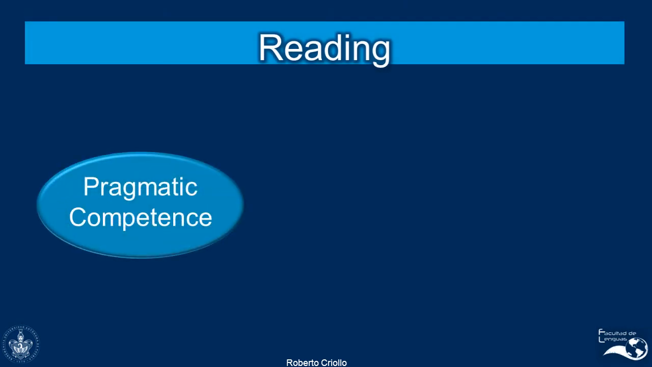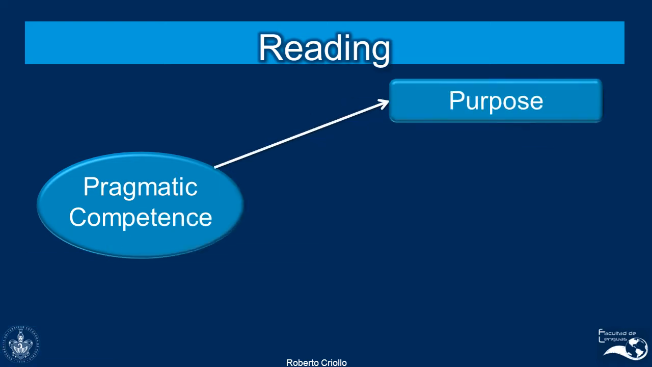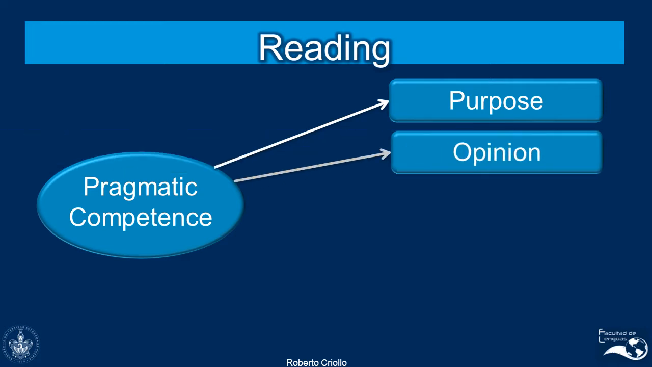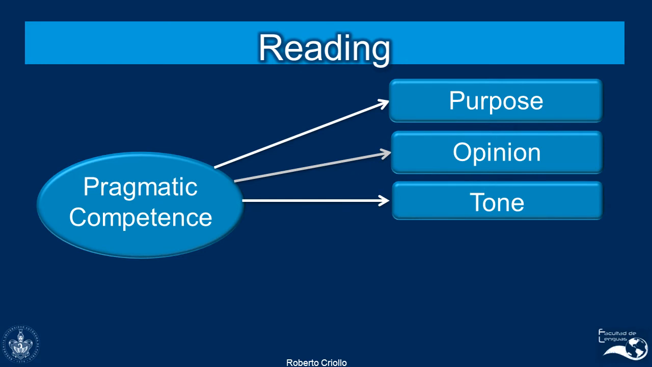Now, I will tell you about the constructs that are measured in the reading section of the test. One of the important things that are going to be assessed here is your pragmatic competence. In other words, you need to be able to find the purpose of a text, as well as the opinions that are implicitly or explicitly stated in a text. You need to be able to find the tone that the author has, whether it is optimistic or pessimistic, ironic, angered or disappointed.